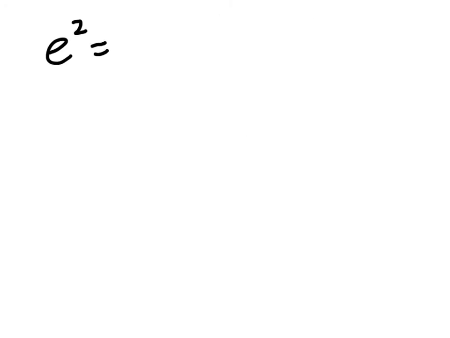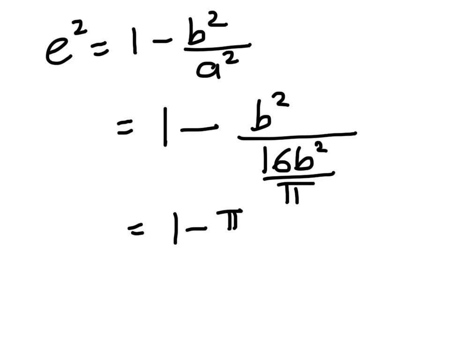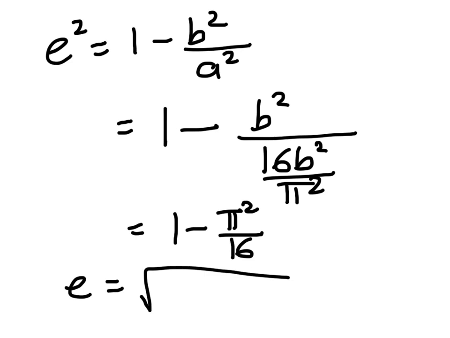Okay, so e squared is equal to 1 minus b squared over a squared, which equals 1 minus b squared over 16b squared on pi, which equals 1 minus pi. I think I've lost a pi squared in there somewhere. Hang on a sec. Yeah, that should have a pi squared. Okay, sorry everyone. So 1 minus pi squared on 16. So e is equal to the square root of 1 minus pi squared on 16.